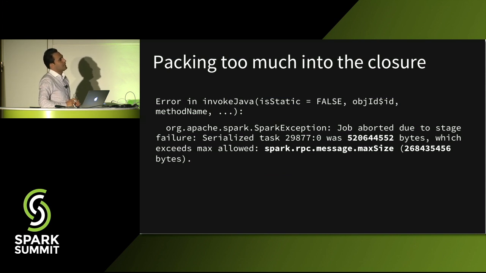Okay, next fun example is when you pack too much data into your closure. When that happens, you get an error like this in R. It says invoke Java failed, and the reason is the serialized task was this many bytes, which exceeds the maximum allowed value. It's the option, which is this many bytes. When customers run into this, their first reaction is, all right, I know how to fix it. I'm just going to increase this RPC message max size and be done with it. Except that even if it succeeds, you're going to get very bad performance. So the solution is not having too large closures. In order to do that, if you recall, you need to think about the problem. Why are you putting so much data in your closure? Either parallelize that using the data plane or send it to your workers and read it separately.